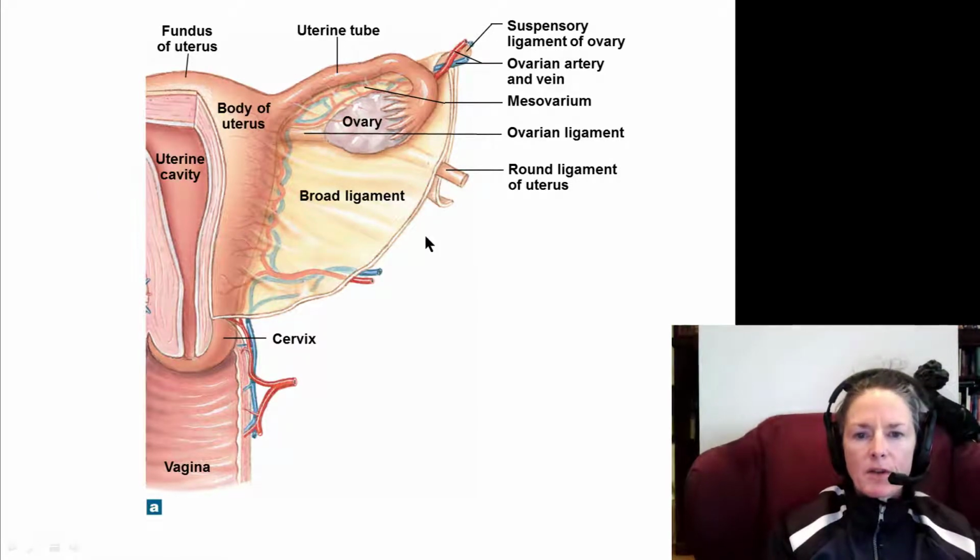All right, here is another picture of it. Here you can see the broad ligament. You can see these arteries and veins traveling into it. And we can see our mesovarium here.